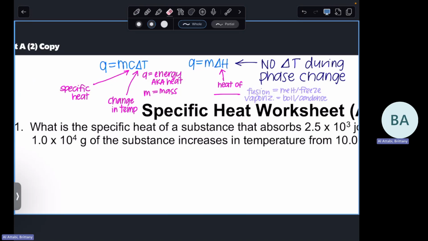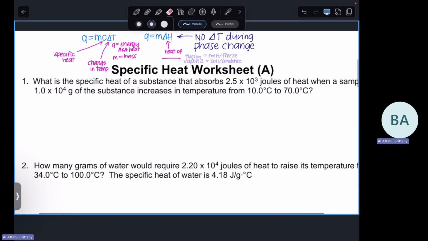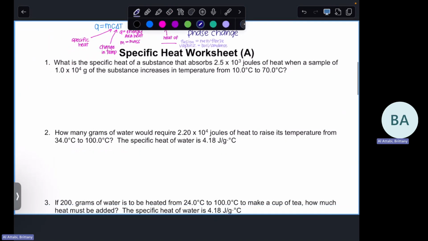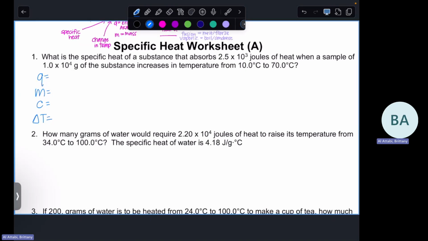Okay, so there's the formulas. The one we're going to be focusing on is the specific heat formula, so the one on the left. All right, what is the specific heat of a substance? What am I solving for? Specific heat, which is what letter? So that is my x, my unknown. That absorbs 2.5 times 10 to the third joules of heat. That is what letter?